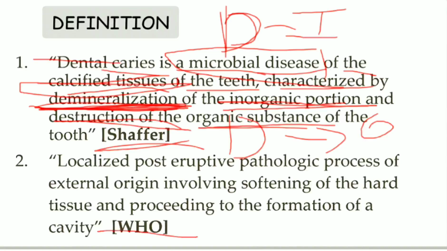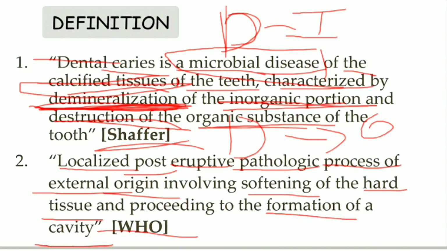Now see what WHO's definition is. It is a localized post-eruptive pathologic process of external origin involving softening of the hard tissue and proceeding to formation of a cavity. It is also saying the same thing. It is a post-eruptive pathological process in which there is a softening of the hard tissue, that is our enamel and dentine, and it proceeds to formation of a cavity.